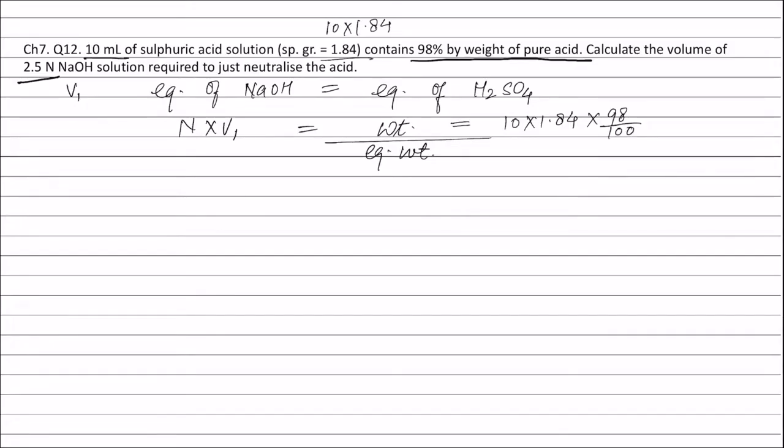Equivalent weight of sulfuric acid is 49. Normality of NaOH is given as 2.5. Solving this equation, volume of NaOH or V1 is equal to 0.1472 liters, which is also equal to 147.2 milliliters.